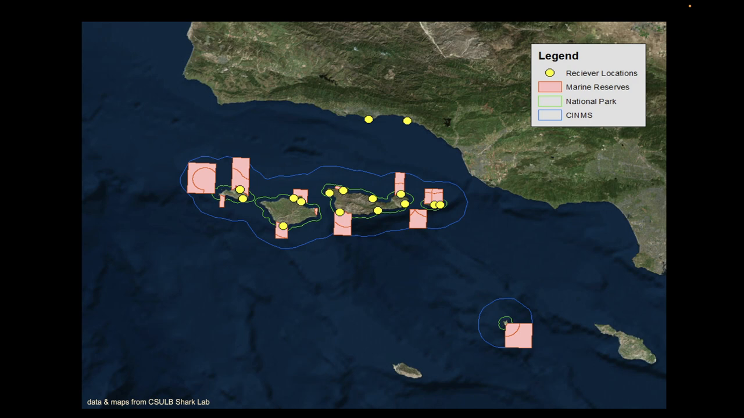And so what we're looking at is our current flavor of our protected areas. The green indicates state waters. The blue indicates the sanctuary, the marine sanctuary, federal sanctuary. The red indicates our patchwork, our current network of protected areas. And the yellow are monitoring locations.